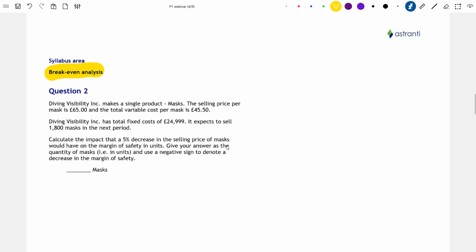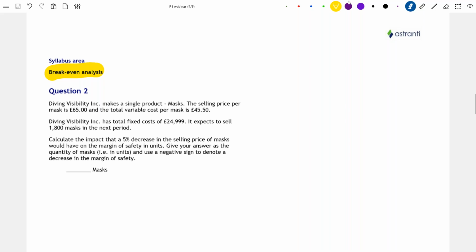So this is to do with looking at the ways that we consider the costs we incur by producing a product, the sales price that we sell for that product, the forecast sales that we hope to make, and then by doing that, we look to see if we're actually going to make a profit on those sales.